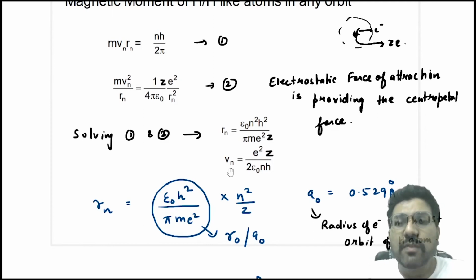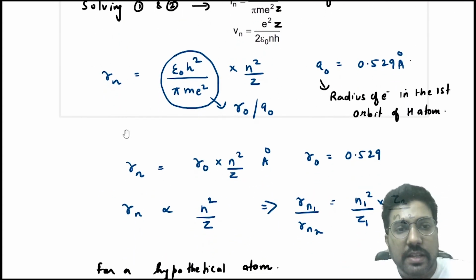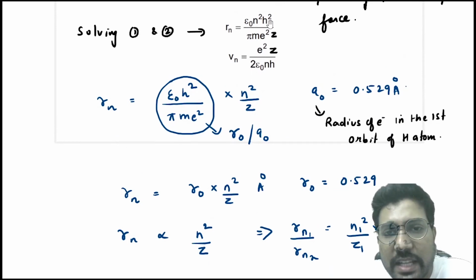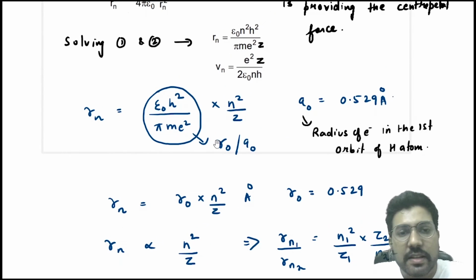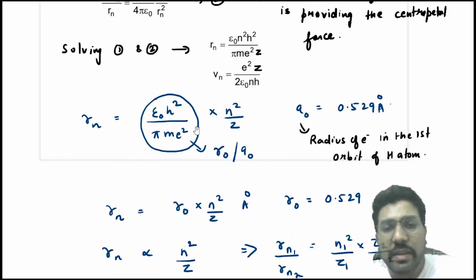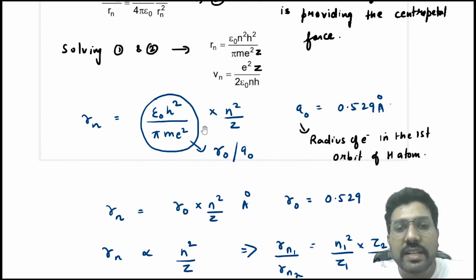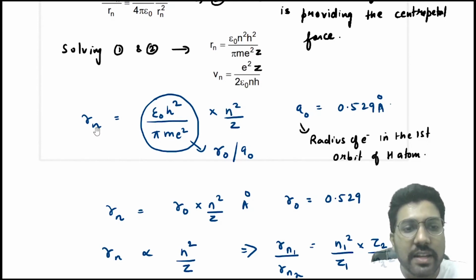Okay, but now we will look more into the details of radius and velocity. First let us look at this radius formula carefully. The radius can also be written as epsilon naught h square by pi m e square into n square by Z. I have separated the constant terms and the variable terms, where n is the orbit number and Z is the atomic number. Now this constant term is sometimes written as R naught or A naught, where A naught is 0.529 angstrom because all these terms are constant. So if you put n equal to 1 and Z equal to 1, then the radius will be A naught.